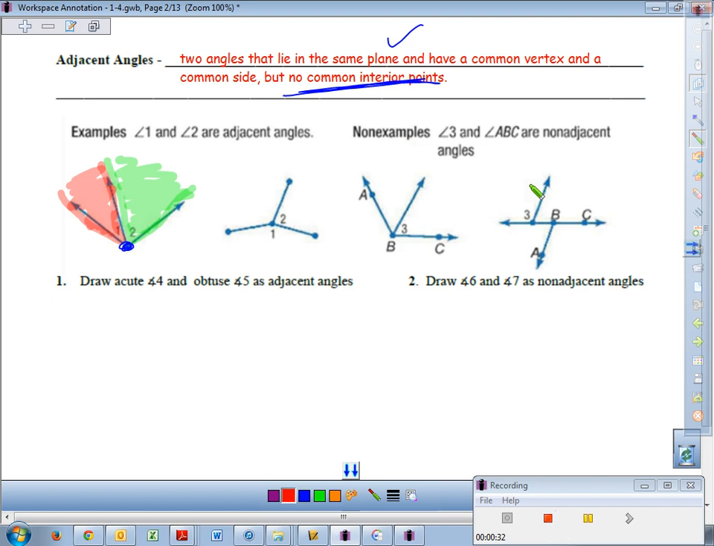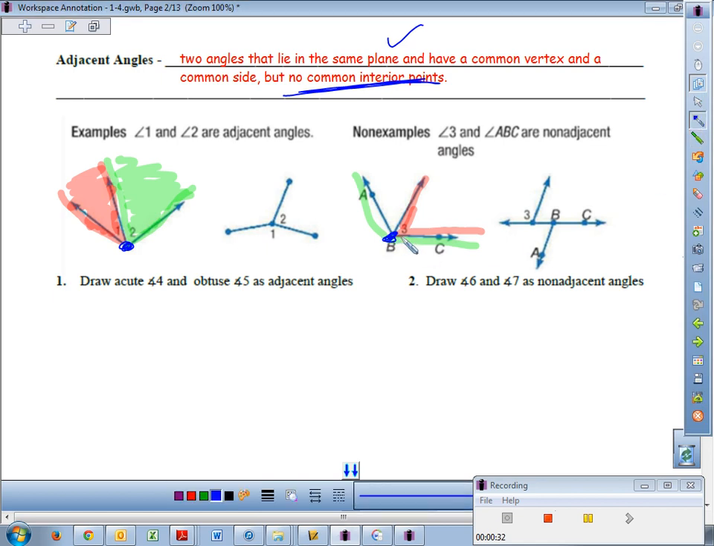Okay? Now let's go to an example where they're not adjacent angles. You can see over here there are non-examples. Angle 3, and the other angle they talk about is angle ABC. According to the rule, do they have a common vertex? I believe they both have B for a vertex. Do they have a common ray? Didn't I highlight ray BC, both red and green at the same time?